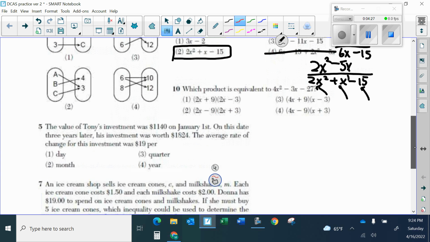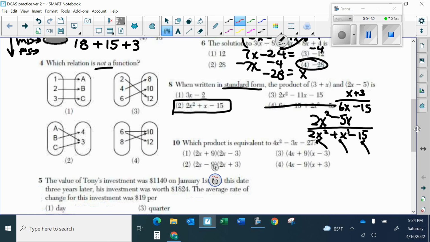Reviewing your vocabulary, okay? Which one is not a function? Remember, in order to be a function, there cannot be any repeat x's. So we're looking for one that's not a function. We're going to look for repeat x's. And the only one that has repeat x's is right there. 6 goes to 10 and 6 goes to 12. Repeat x, repeat of 6. None of these others repeat. So that is your answer right there.